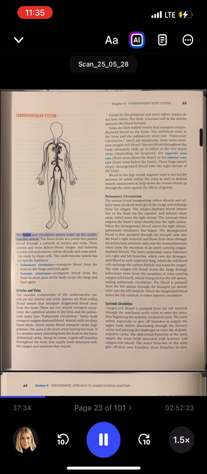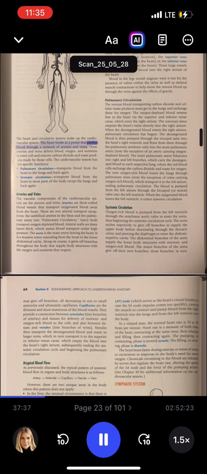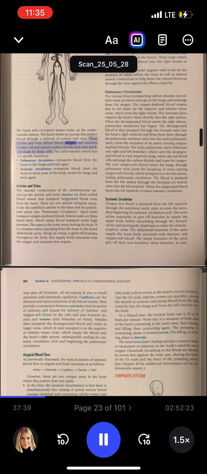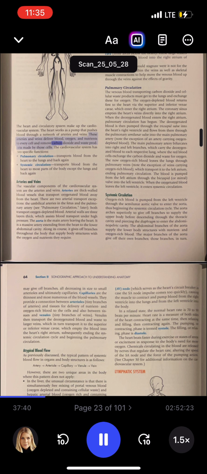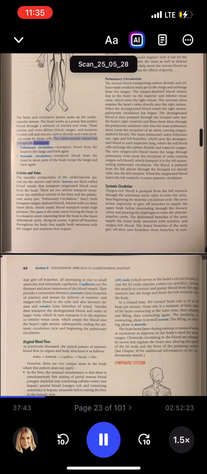Cardiovascular system. The heart and circulatory system make up the cardiovascular system. The heart works as a pump that pushes blood through a network of arteries and veins. These arteries and veins deliver blood, oxygen, and nutrients to every cell and remove carbon dioxide and waste products made by those cells. The cardiovascular system has two specific functions.